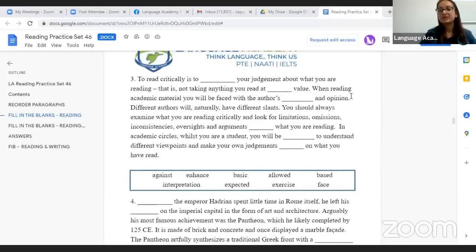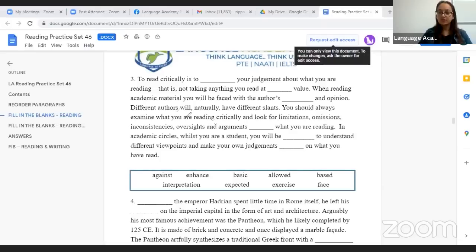I was expecting the first one to be wrong, and it is. What is the meaning of enhance? Enhance means increased, right? So was the first sentence saying that we have to increase our judgment? To read critically is to dash your judgment about what you are reading. So basically this paragraph was to, okay, stop writing.